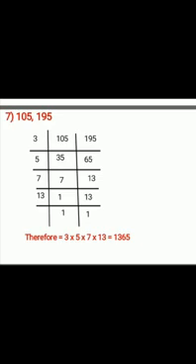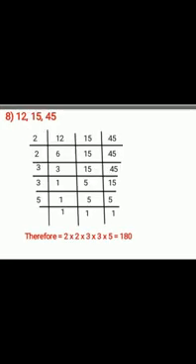Then 13 is divisible by 13. So you write 13 1s are 13. Therefore LCM of 105 and 195 is 3 into 5 into 7 into 13, which is equal to 1365. Eighth sum. Find the LCM of 12, 15 and 45.